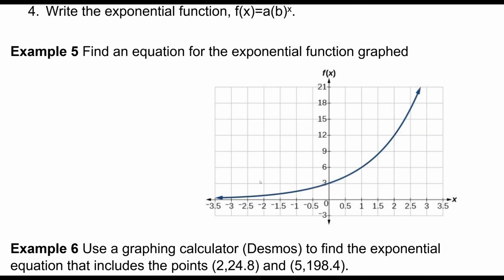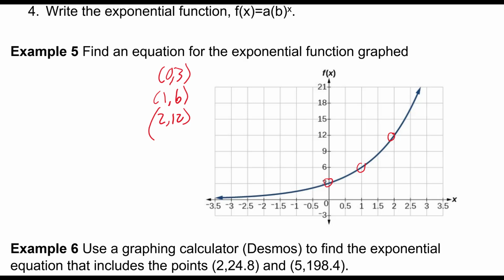So very much like we did before, but now we're going to have to look at the graph and identify points. So what I see here when I was looking at this, example 5: find an equation for the exponential function graph. Looks like 0, 3 is a point. It also looks like 1, 6 is a point, but it also looks like 2, 12 is a point.